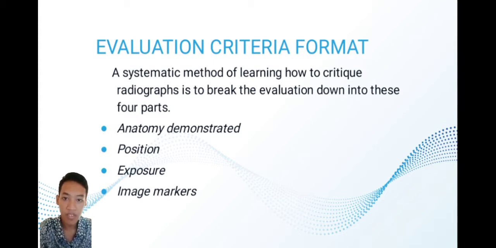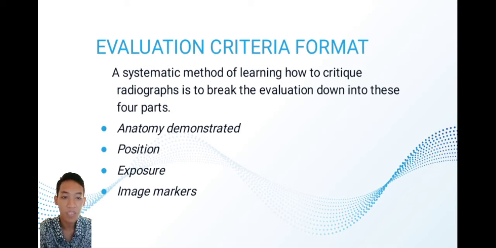The second part is position. It is generally evaluated for four issues. First is placement of the body part in relationship to the IR. Two is positioning factors that are important for the projection. Three, correct centering of anatomy, and four is collimation.